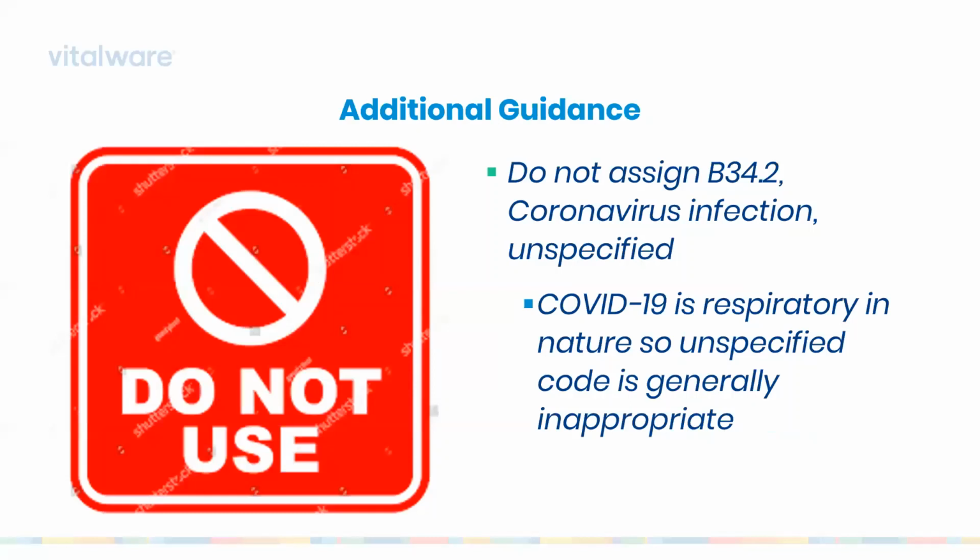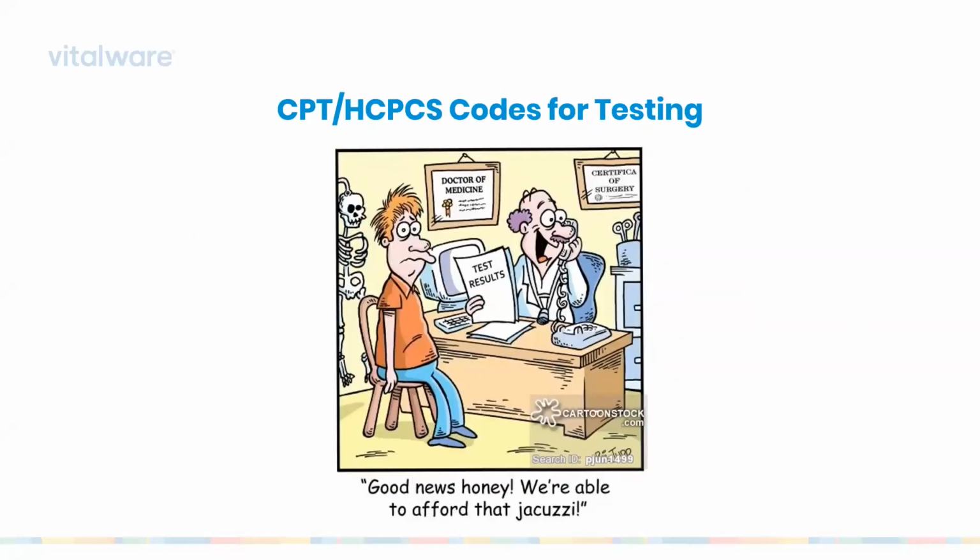Okay, I wanted to emphasize again that B34.2 is not going to be appropriate because this is a respiratory illness, and so we're not going to use that unspecified code. All right, so that covers our diagnosis coding for this.